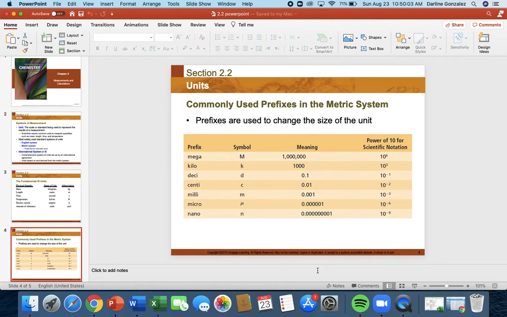Mega is a prefix that we can attach to basically anything. We can attach it to gram, to second, or to meter. We will talk about all of these in more detail when we cover unit conversion, so I don't want you to focus too much on this.